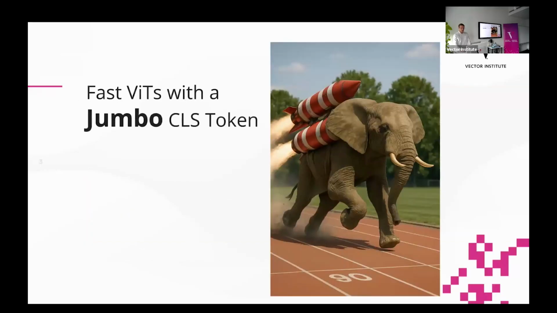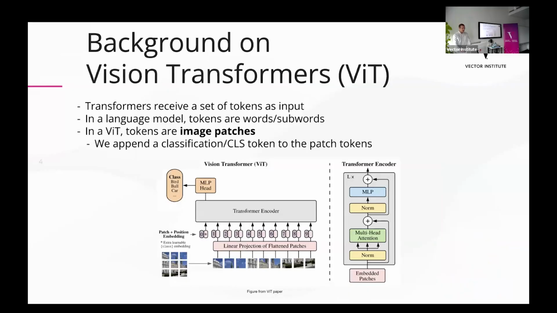So, fast vision transformers with a Jumbo CLS token. Some background on vision transformers. Transformers receive a set of tokens as the inputs. In language models, which everybody here has used, the tokens are words or subwords, like a couple letters or a full word in your vocabulary. And in vision transformers, tokens are image patches. These are non-overlapping regions, little squares, as you can see down here in this image.